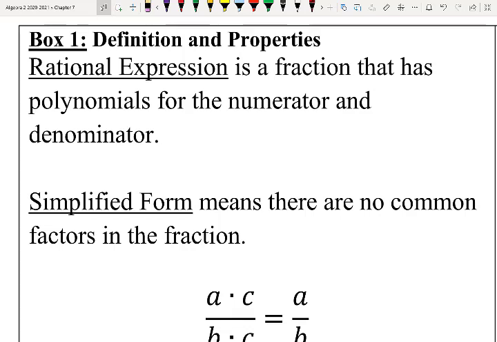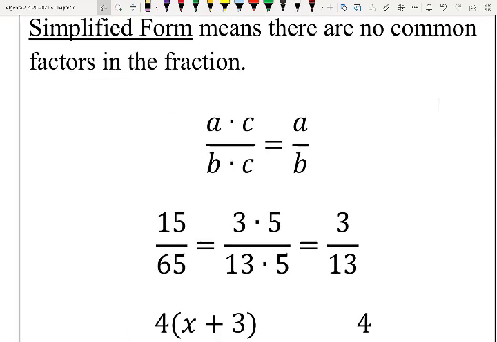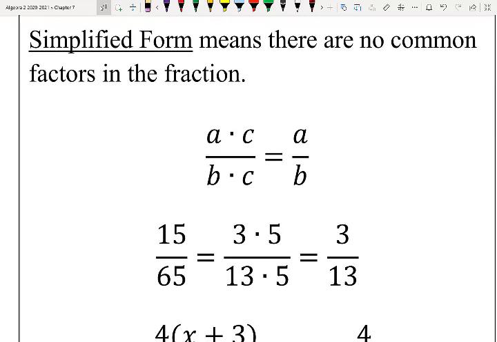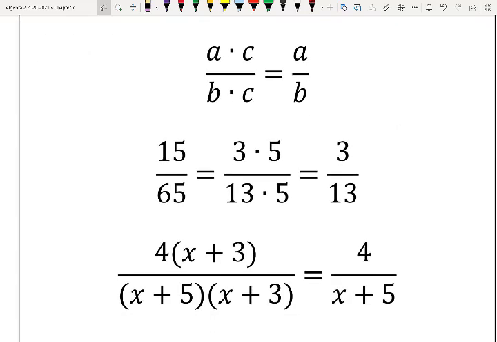Could be just a number, it could be a variable, it could be a mixture of those two things. But we've got a fraction that's got some stuff on top and bottom that are not just numbers. So a rational expression is just that. For a rational expression to be in simplified form just means that there can't be any common factors between the numerator and the denominator. So just like a simplified fraction with just numbers, it reduces as far as possible. Anything that's in common between top and bottom just has to be reduced.